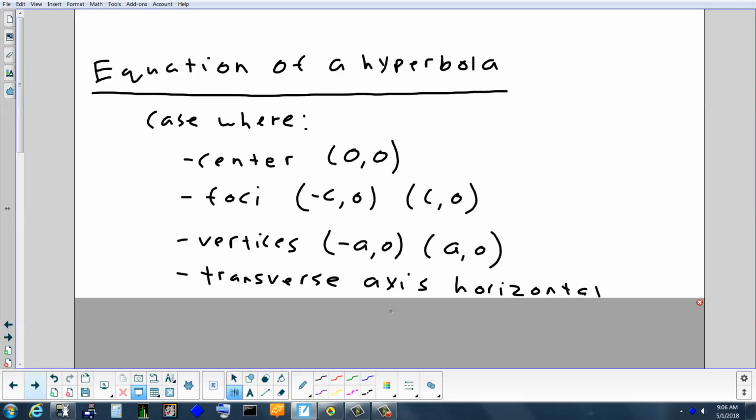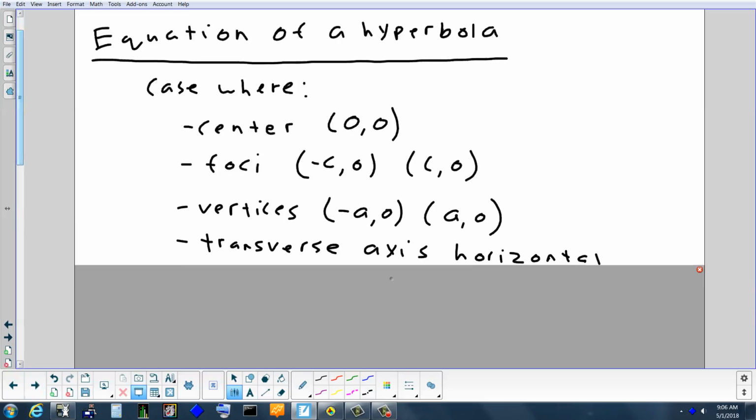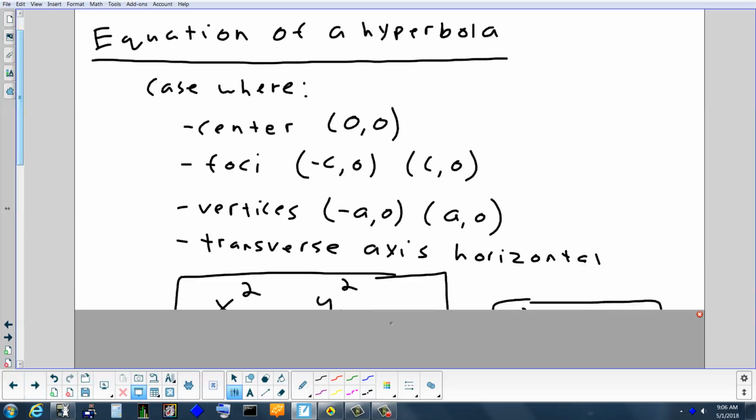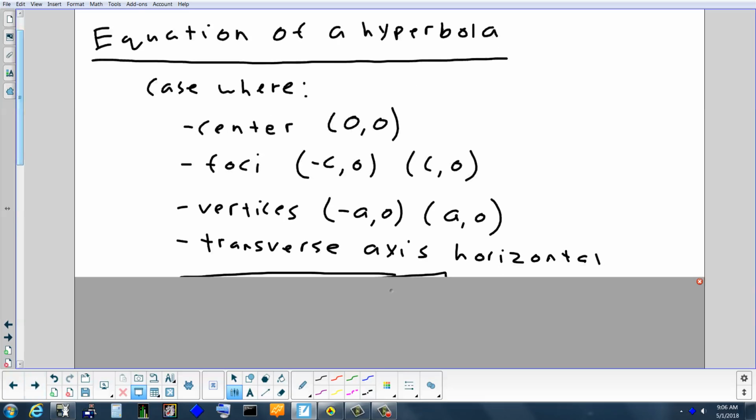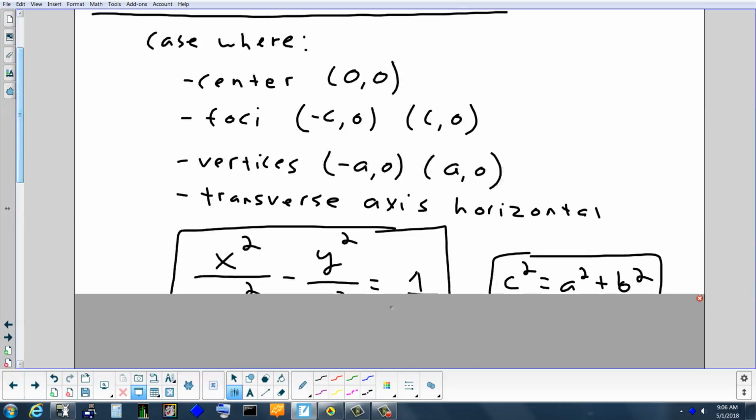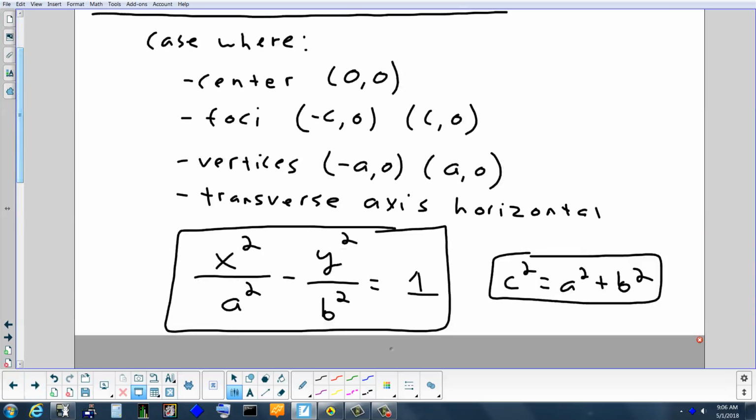So what's completely different today is we've got to figure out how do we tell if everything is left and right of center or above and below. Okay, we've already talked about how to do it for an ellipse, but it's totally different for a hyperbola. It's not hard, it's just different. Okay. So as I said, this is the case where everything is left and right, so the transverse axis is horizontal. And here is your equation.